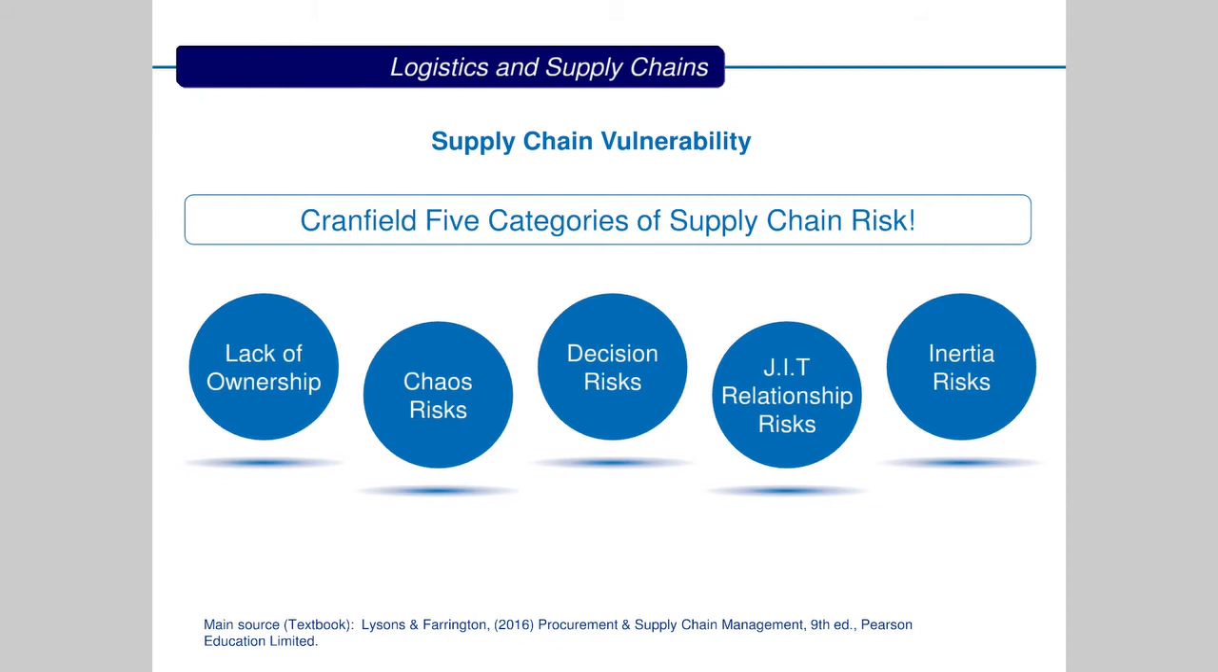Then comes inertia risk. Sometimes we need responsive supply chains and we don't want to change, we want to do the same thing in a similar way, and we are not learning or not understanding how critical the demand is. Those risks are called inertia risks, when we treat things in the same way and don't want to change or learn from the situation.